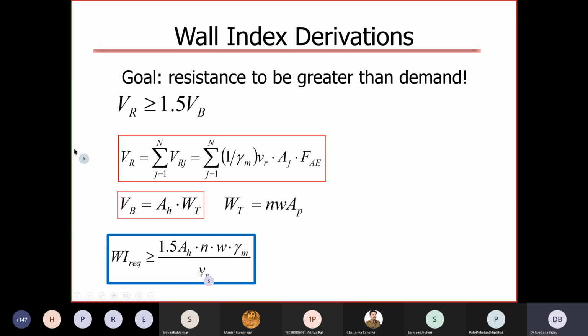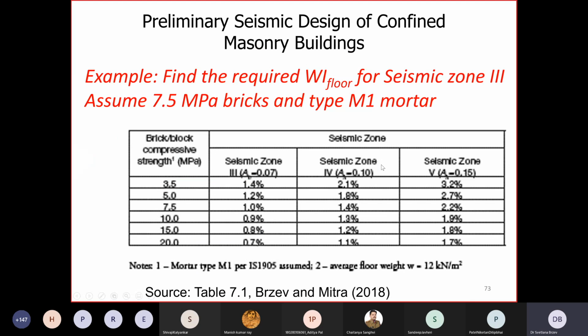Okay. So I think my battery is running out. So I'll just show this example.